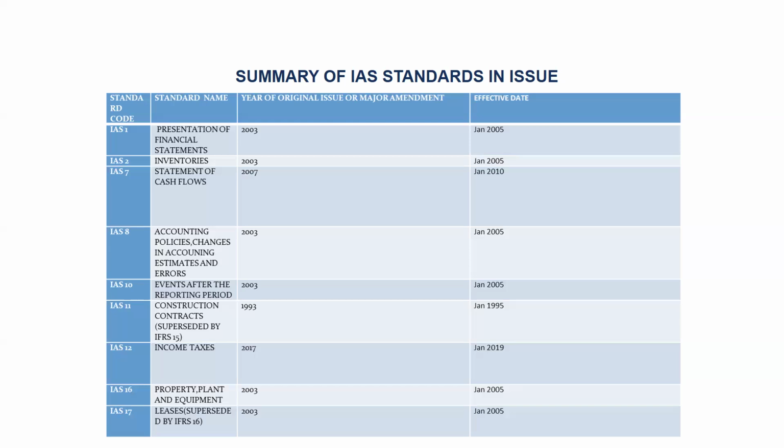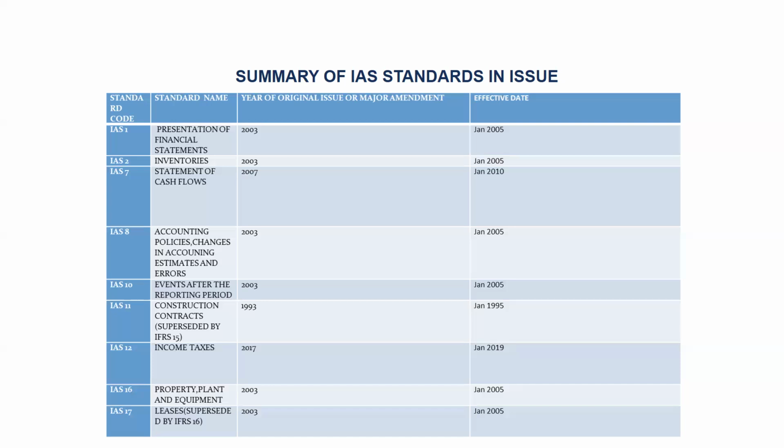IAS 7 is another standard that is currently in issue, which deals with the statement of cash flows. The standard was issued in 2007 with an effective date of January 2010. This standard talks about the presentation of the statement of cash flows, and specifically it guides that the statement of cash flows can be prepared using the indirect method or the direct method.